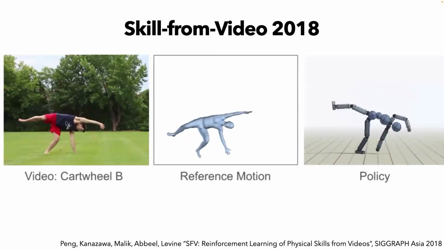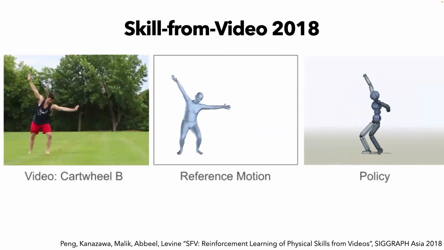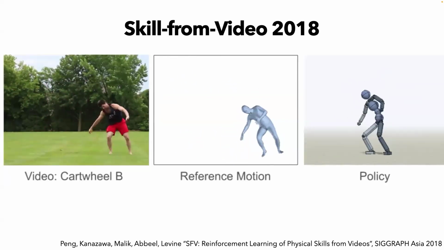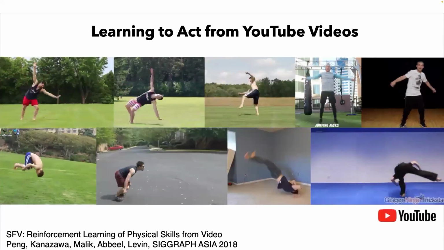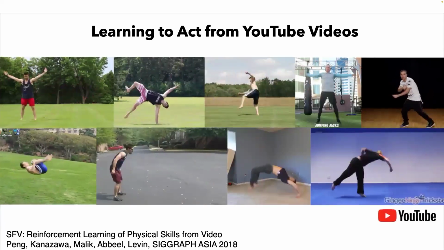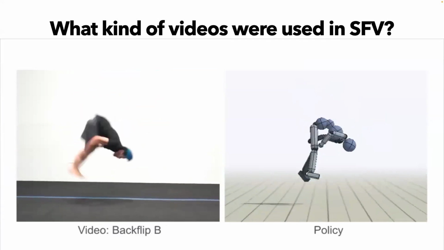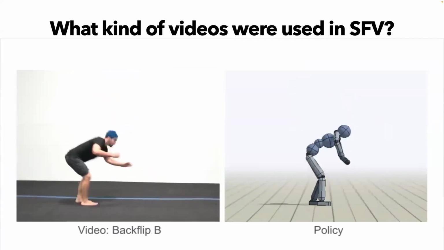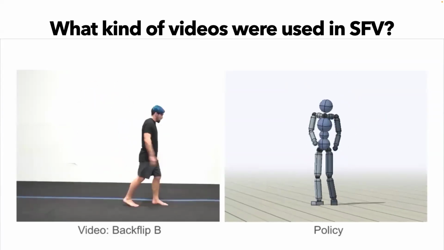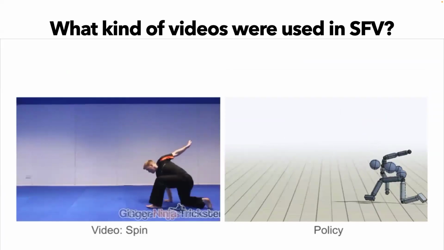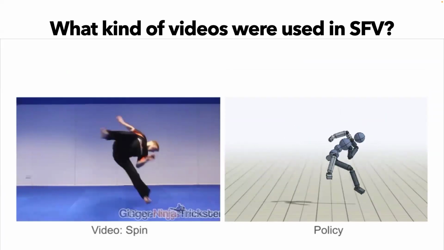So this is the 2018 work, which was the first paper that we looked at, where we trained these simulated animation control robots to imitate. And these are the videos that we used. This is the results on the right, but let's focus on the video inputs. What can you actually say about the videos? I had to be very selective when I was picking these videos. Do you see a couple of things?